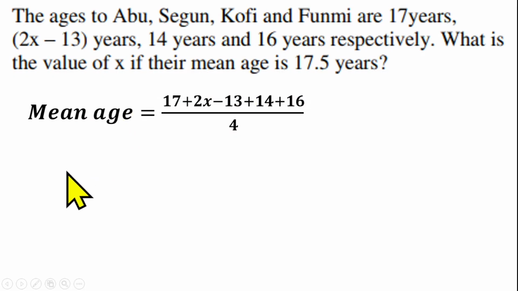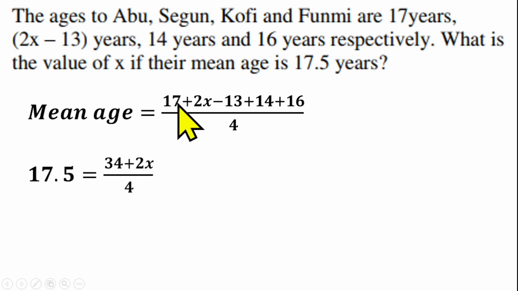So you'll be having 17.5. Then you now add this together by collecting the like terms. If you collect like terms, you have 17 minus 13. That will give us 4. 4 plus 14 will give us 18. 18 plus 16 will give us 34. Then 34 plus 2x, that's what you have left here, over 4.